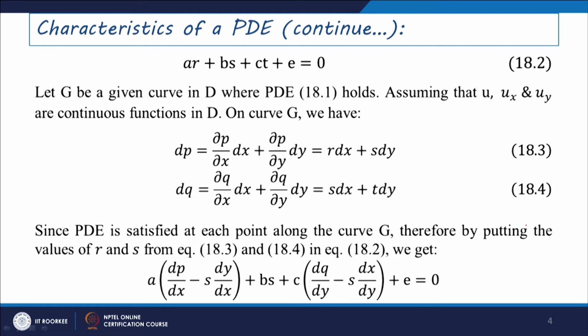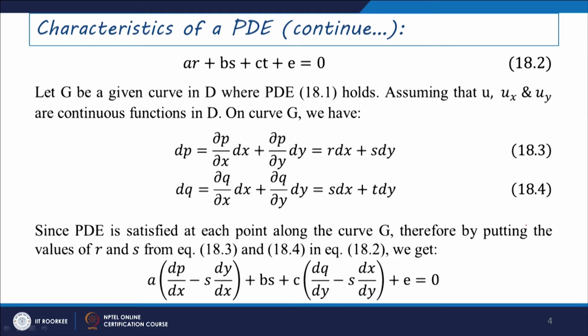Suppose G is a curve defined in a domain D, where this partial differential equation holds. Assuming that u, ux, uy are continuous functions in D, along this curve consider dp = ∂p/∂x dx + ∂p/∂y dy. Since we have defined r as ∂p/∂x and s as ∂p/∂y, we can write this as r dx + s dy. Similarly, dq = ∂q/∂x dx + ∂q/∂y dy, which can be written as s dx + t dy.